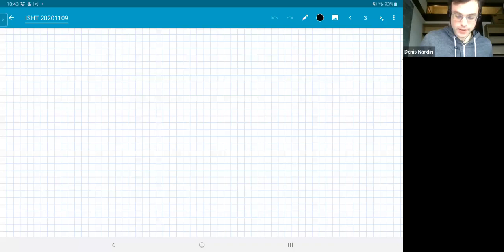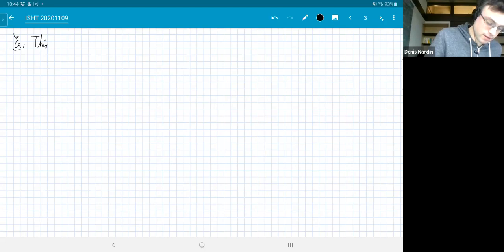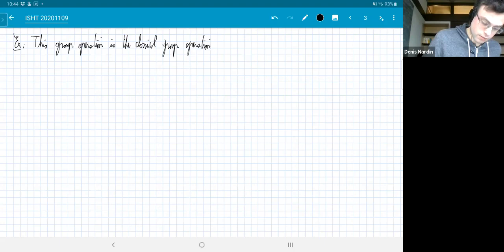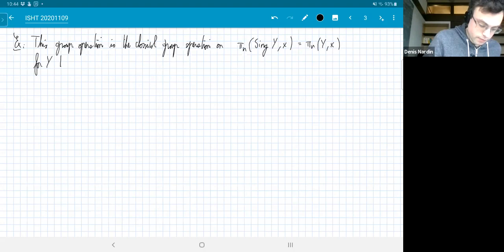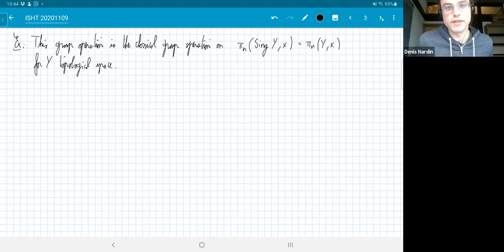No. Okay, then let me put as an exercise that this group operation is the classical group operation on pi n of Sin X comma x, which is Sin y for y. I think in the case n equals one, it's fairly obvious that it is. In the bigger case, you just need to draw bigger diagrams.